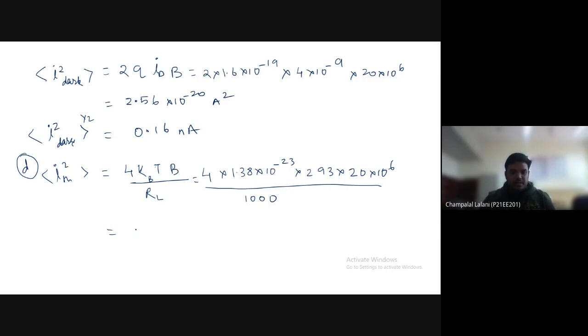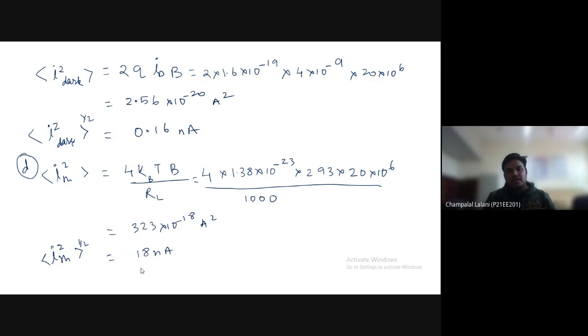So I_th will be getting as 323 into 10 raised to power minus 18 ampere square. If I calculate the RMS value of this, it will be around 18 nanoampere. So these were the four parts that you need to calculate in this.